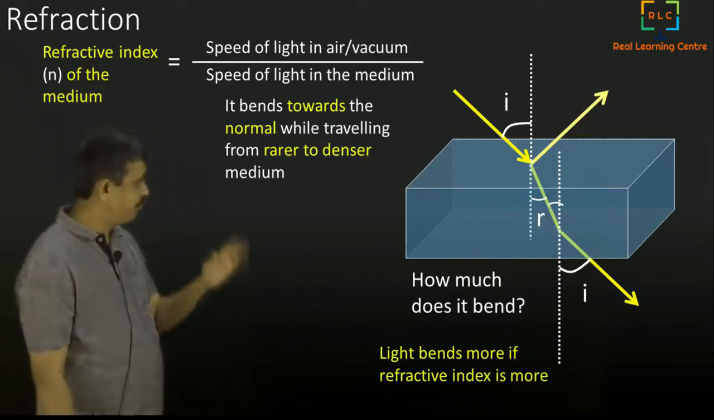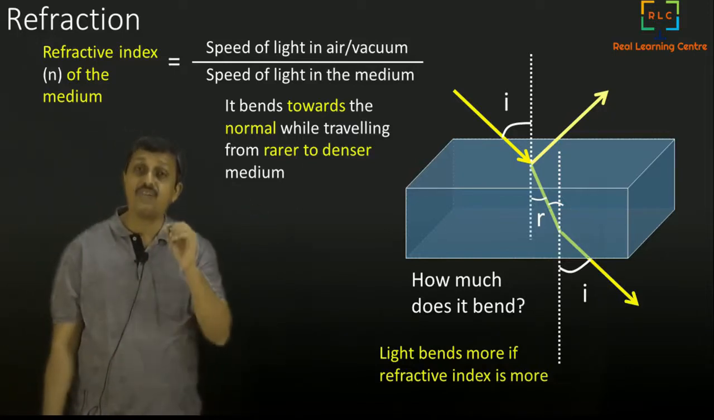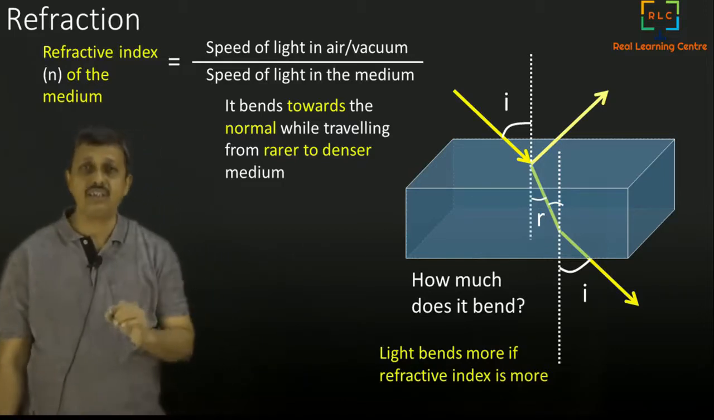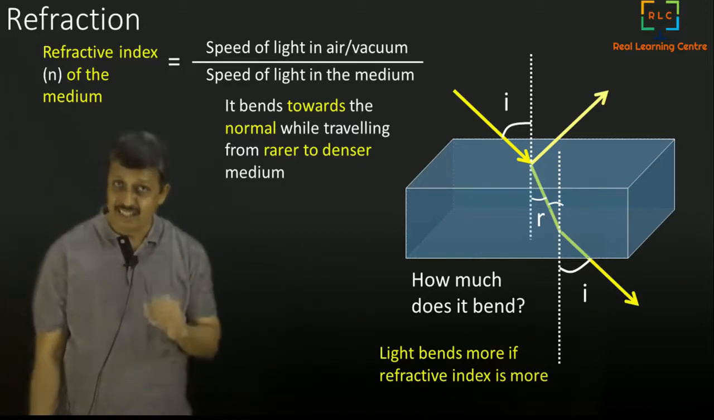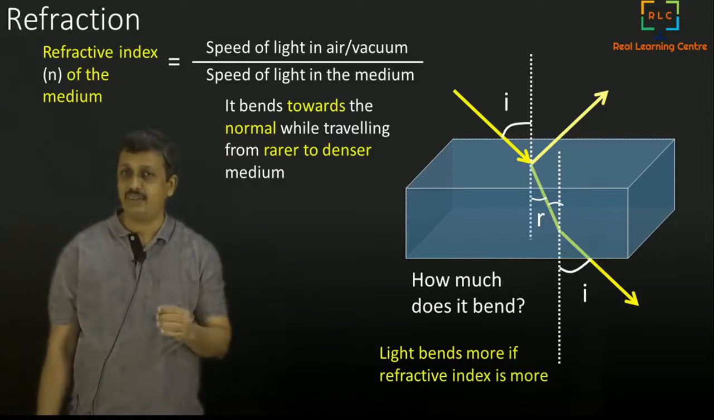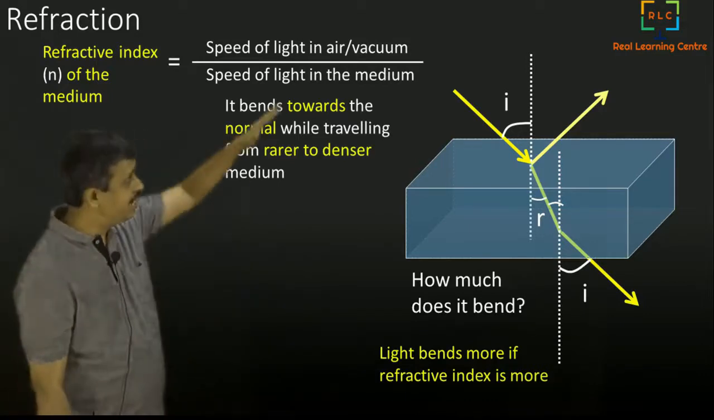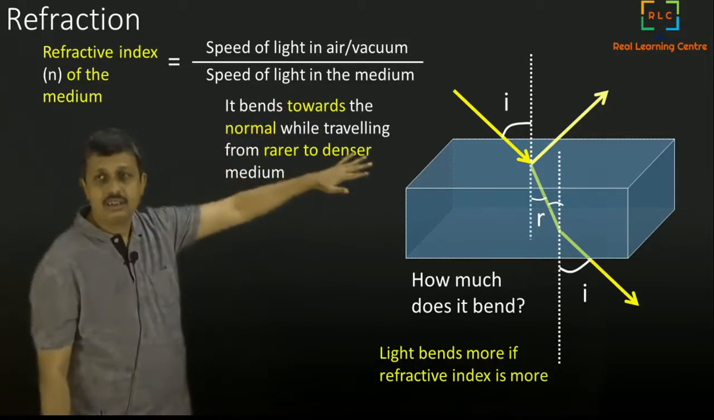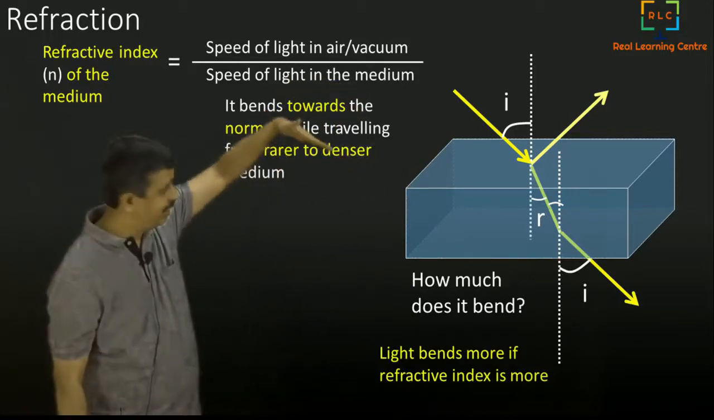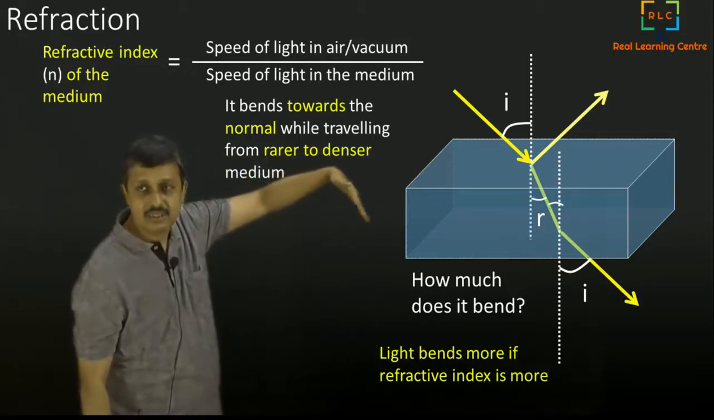So it depends only on how light travels inside that. Hence, when you say rarer to denser medium, we have to understand that it is the refractive index that we talk about. If the light travels very slowly, then it is a denser medium for light. And if it goes very fast, it is a rarer medium for light. Okay, so that is what we consider. And it bends towards, so air is a rarer medium and glass is a denser medium. So when it goes from air to glass, you can very clearly see it would have gone like this. Instead of that, it has bent a little bit towards the normal.